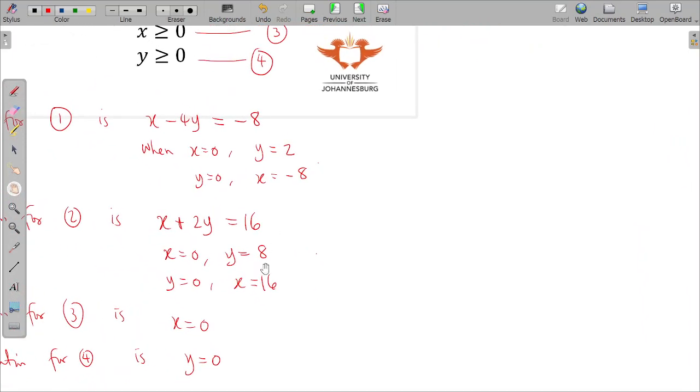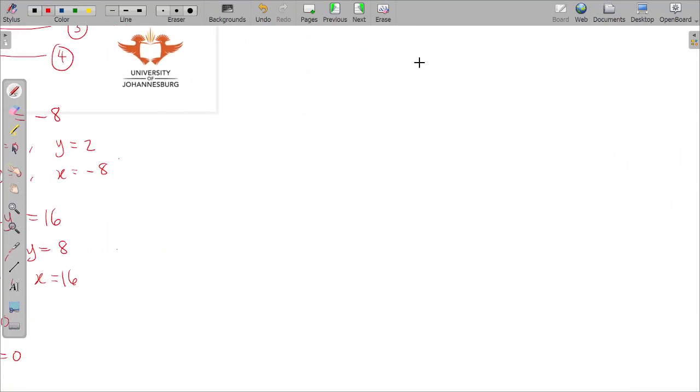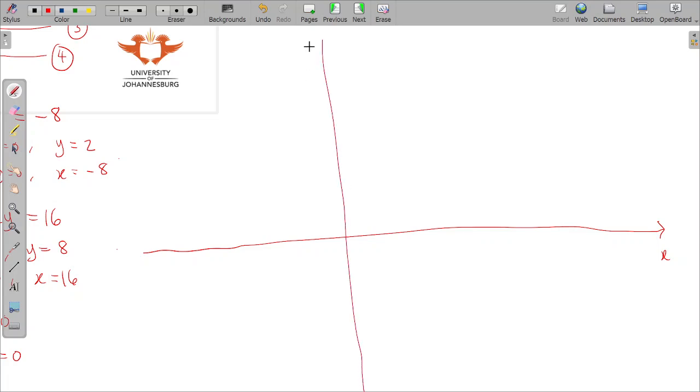Take note of the fact that the highest value of y is positive 8, and the highest value of x is positive 16. We also have negative 8 on x, so take note so that you can know how to draw the graph properly. So this is x, we have negative 8, okay, fine. All right, we can draw like this, and this is my y.